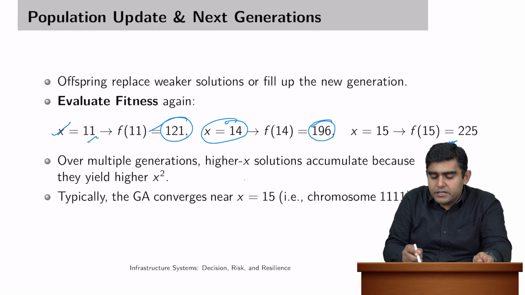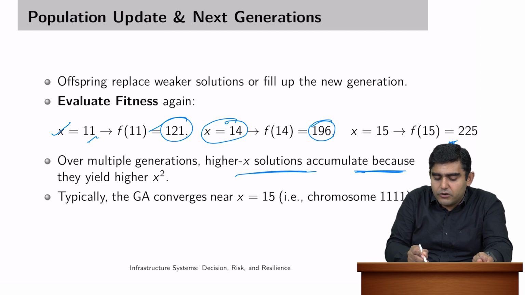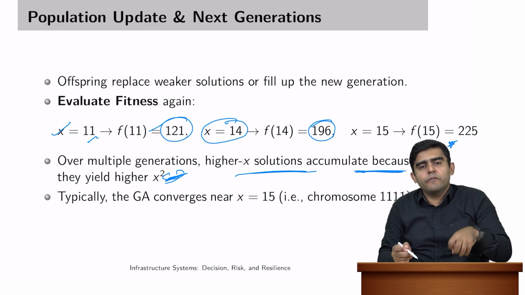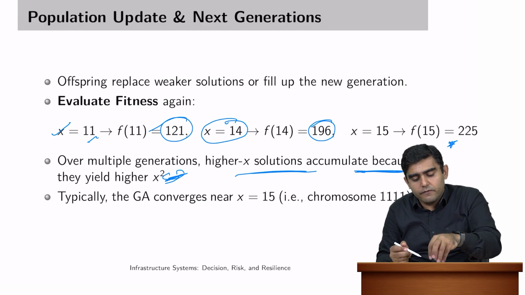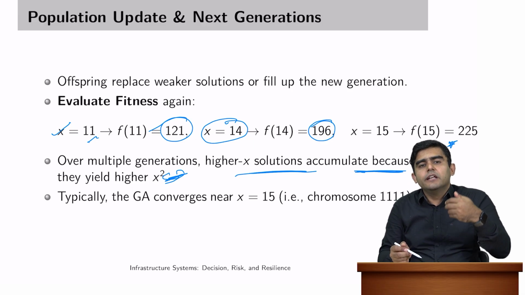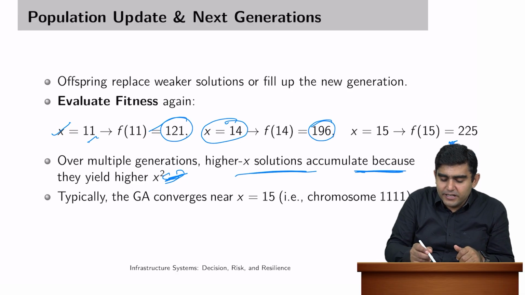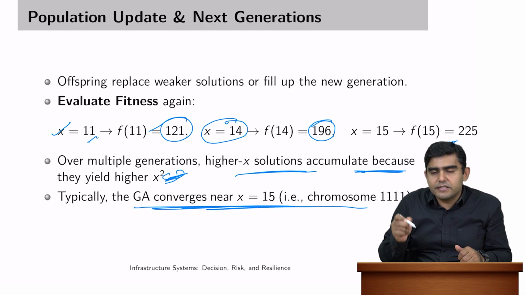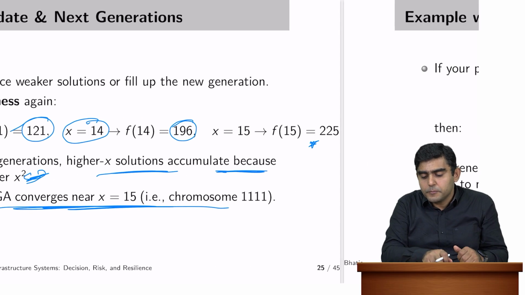So over multiple generations we would see that higher x solutions accumulate because they yield higher x square, and our roulette wheel selection will ensure that values closer to the highest x square get selected again and again. So what we see is that typically GA converges near x equal to 15.